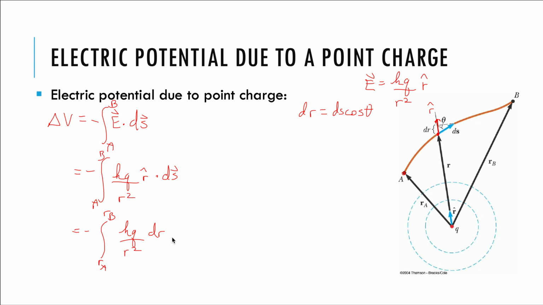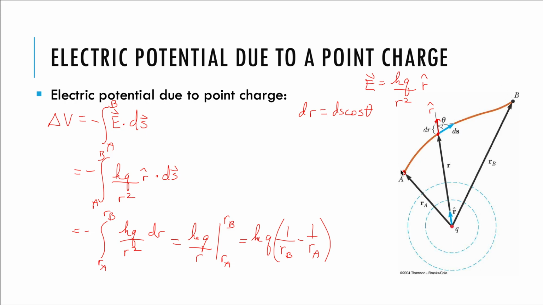Now that we find this integral, we're going to get negative kq over r. So the negatives will cancel out, and we'll be getting ke q over r from RA to RB. Again, the negative from the integral will cancel out this negative right here. And so we get ke q times 1 over RB minus 1 over RA. So this is the potential difference between the 2 points A and B.